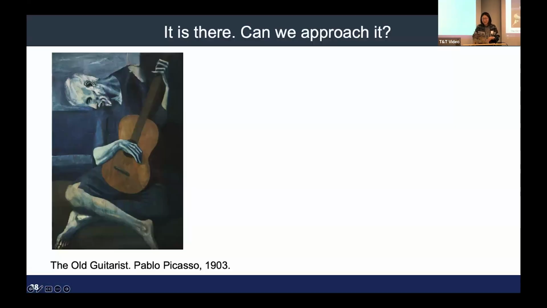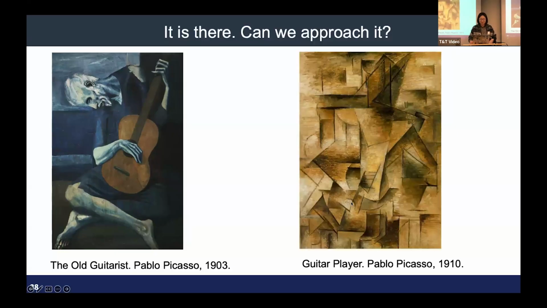So I'll end here. I think we are still at the age of the cubism of Picasso's painting for the same guitar player. All the information is there. It's just, can we approach it? Thank you.